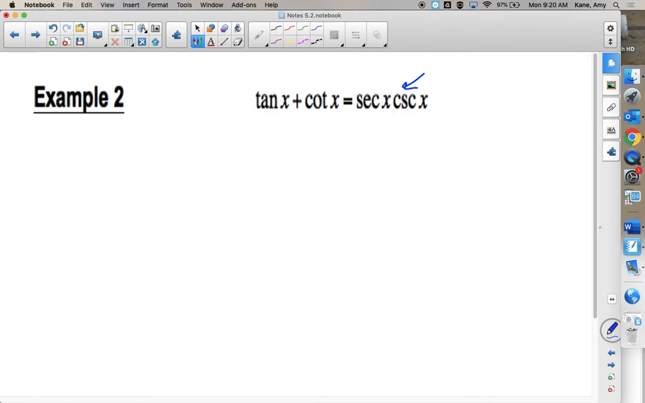So what could you do with tangent and cotangent? So I changed it into sine x over cosine x plus cosine x over sine x. Quotient identity, sine over cosine. And then the cotangent is cosine over sine.